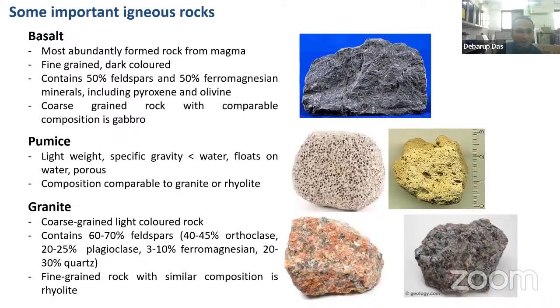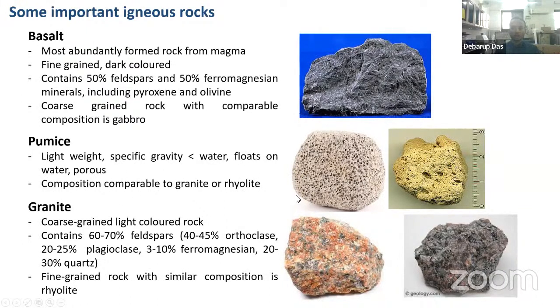So some important igneous rocks. Basalt is most abundantly formed from magma, fine grained, dark colored, contains 50% feldspar and 50% ferromagnesian minerals. A coarse grained rock with comparable composition is gabbro. Pumice is lightweight, very important. It is porous, you can see the pores. These are bubble holes developed due to escaping of volatile materials. As they are porous, it is lightweight. Specific gravity is less than water, so it floats on water.